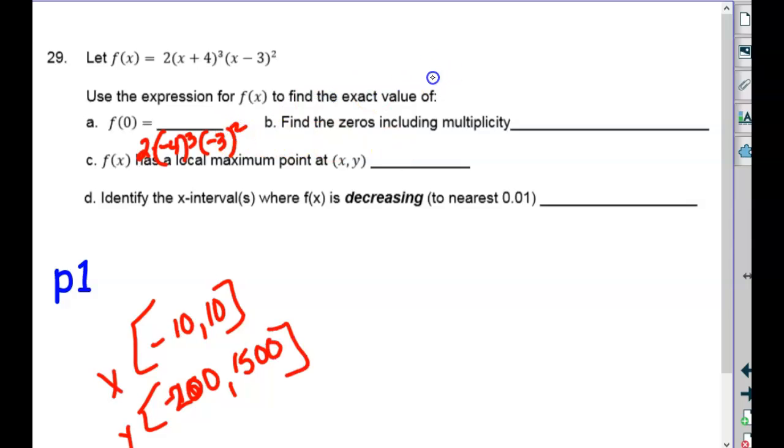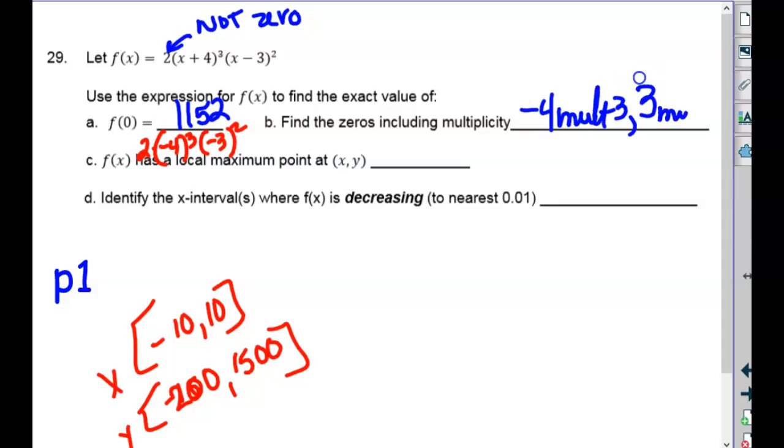All right, so if I put in a 0, trace 0, I get 1152. Find the zeros, including multiplicity. 2 is not a 0. So the zeros are at negative 4, multiplicity 3, and 3, multiplicity 2.